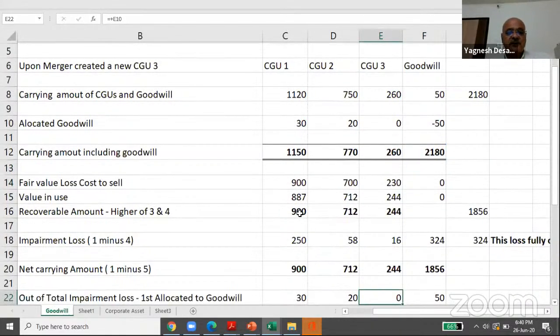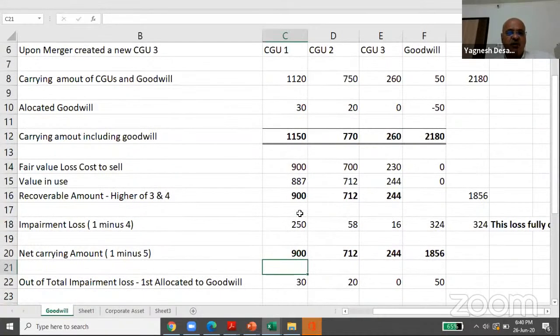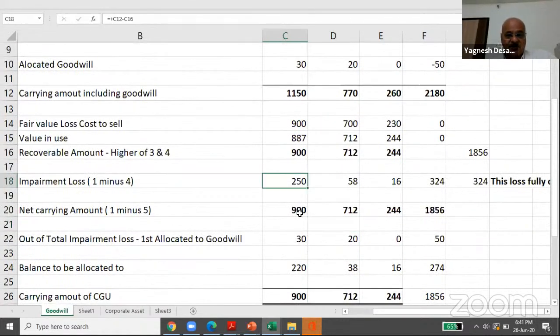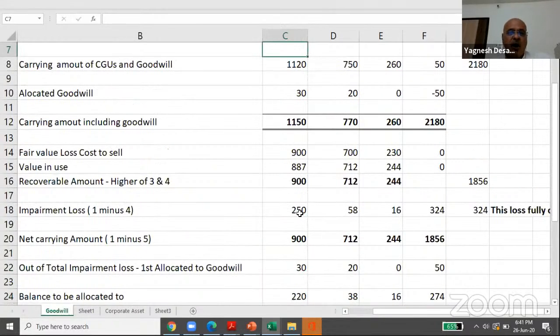So what I do, sir? All right. So first, out of this, 30 will be goodwill, 20 will be again goodwill. Now I have to take a hit of 250. So 250 minus 30 is leaving 220. 220 has to be allocated to this. So ultimately क्या होगा sir? 1120 minus 220. Minus 220. Correct ना?